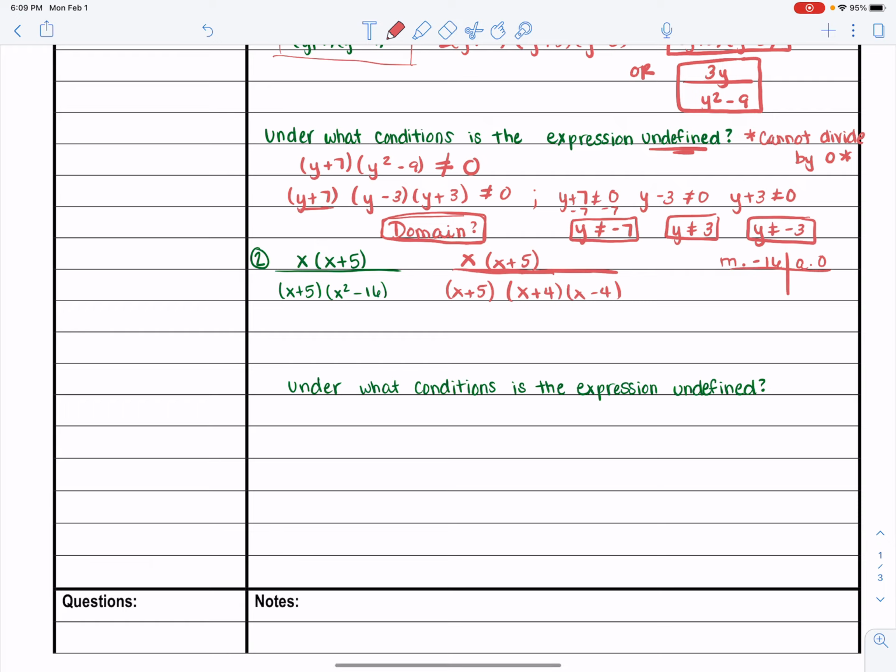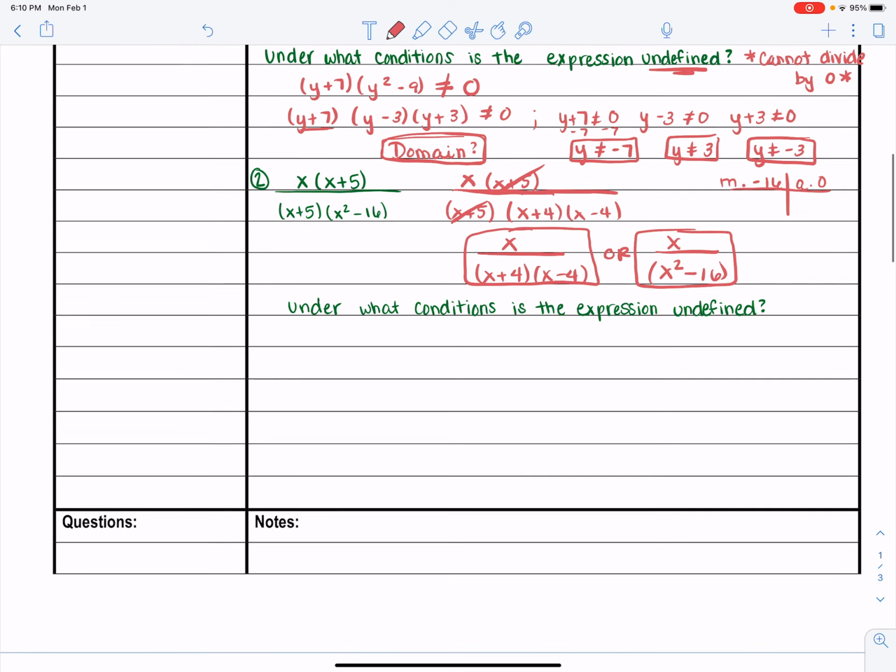Okay, now that everything is factored and multiplied together, I can break out common factors. So I can simplify an x plus 5 out of the numerator and the denominator. So my final answer can be left as x over x plus 4 times x minus 4, or I could leave my simplified answer as x over x squared minus 16. So again, when we talk about simplifying rational expressions, we're really just talking about what you can get rid of. Your final answer doesn't matter as much.